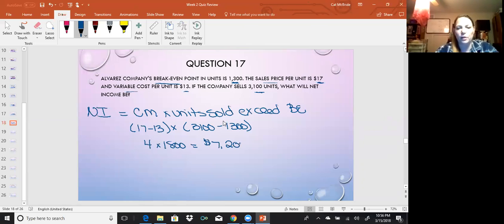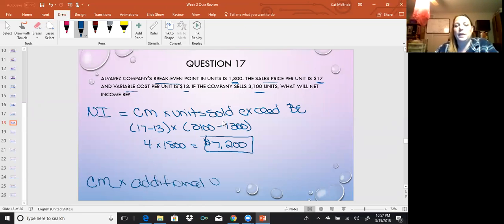So let's talk about what really just happened here. If I had done a contribution margin income statement, and I said my contribution margin is $4, right? After fixed costs are satisfied, all I really have to know is my contribution margin times the additional units. That's all I have to know, because at break even, my fixed costs have been paid. Does that make sense?